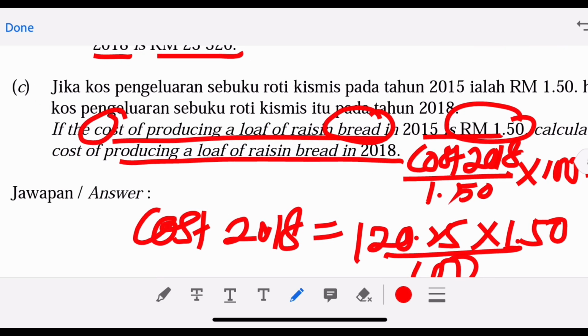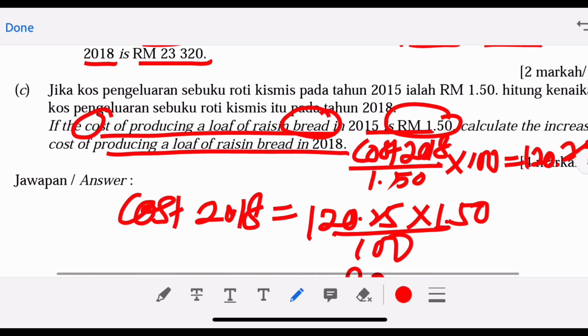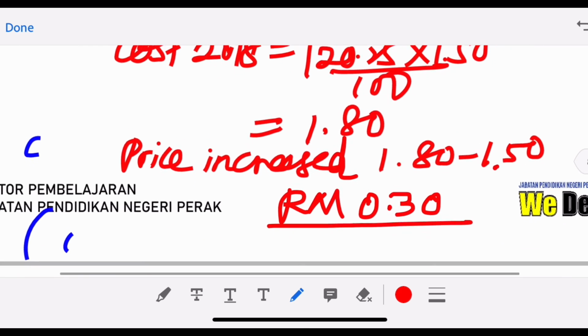That is the answer for part C. We are asked to calculate the increase in the cost, so the increase in the cost is 30 cent.